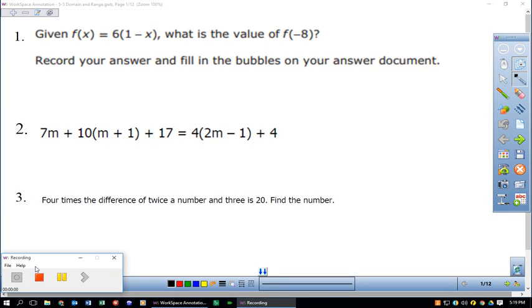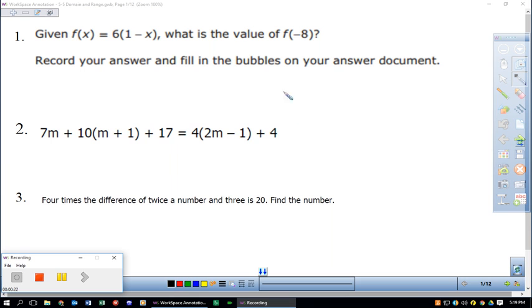Day 5, Domain and Range. To begin with, as always, we have some warm-up problems. I would encourage you to pause the video, work the problem out, and then play the video again and see if you got them right. I'm going to give you a second to pause that, and then I'll get working.